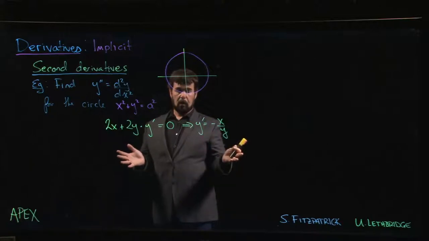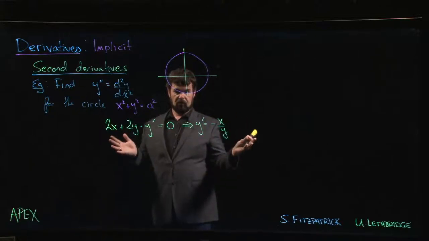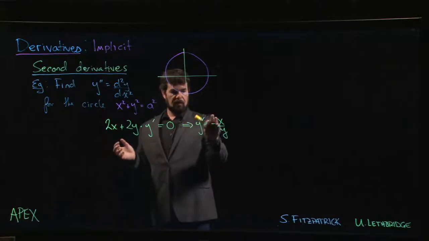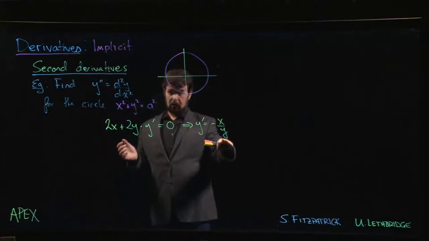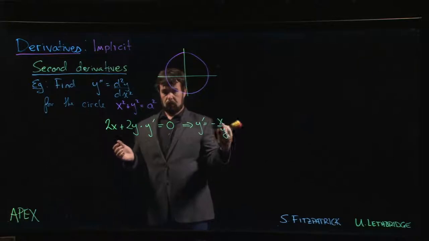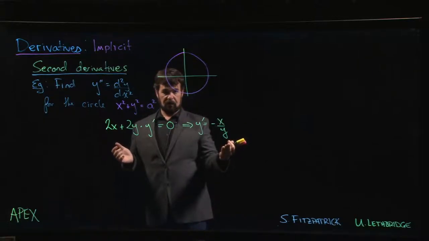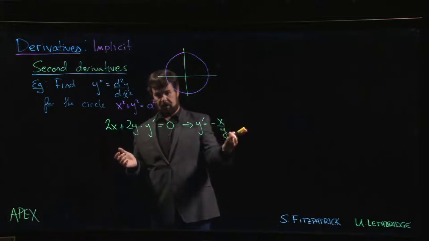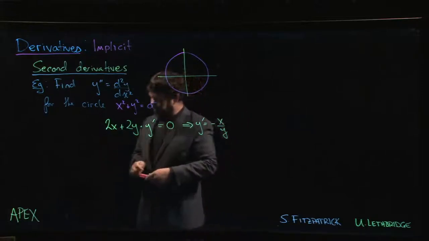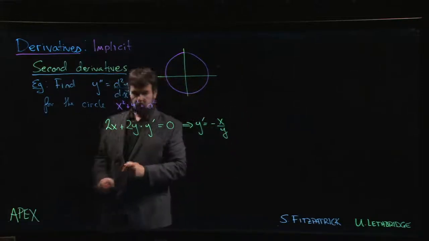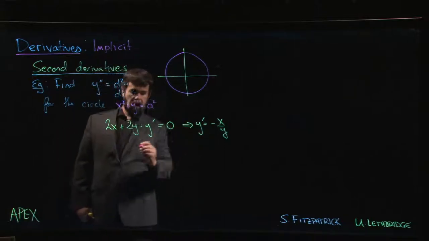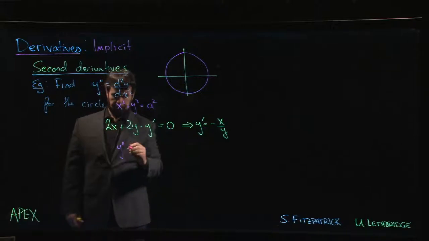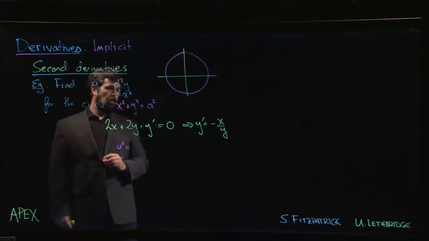We take the derivative of both sides with respect to x, treating y as a function of x, right? And y prime, well, we've got this expression for y prime in terms of x and y. But we're assuming that y is implicitly defined as a function of x, so we can think of this as just some function ultimately of x. So if we take the derivative of both sides of this equation, what are we going to get? Well, the derivative of y prime, we know that that's simply y double prime.